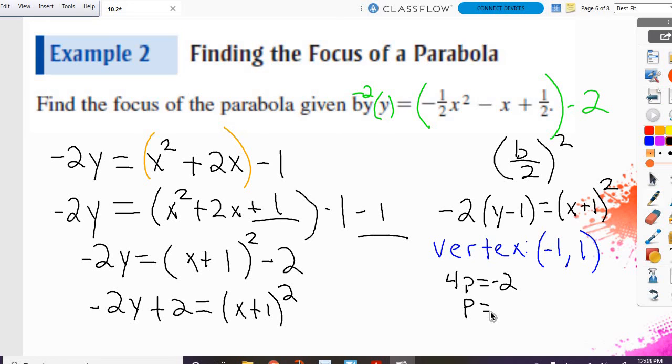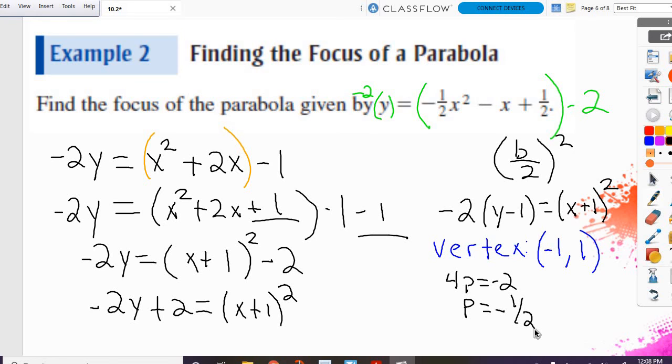So how would I work my way backwards to figure out what p is? How do I solve for p? Divide by 4 and we get negative 1/2. Okay. So then we know that that's how many units away from our vertex that our focus is going to be. Agreed? But we need to decide which direction away that it is.